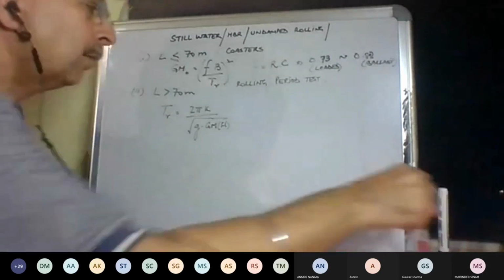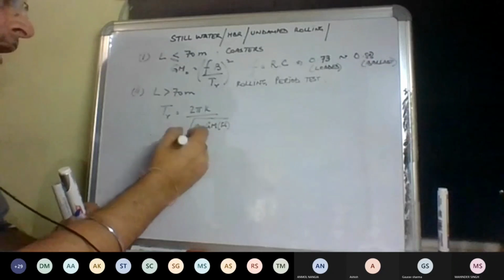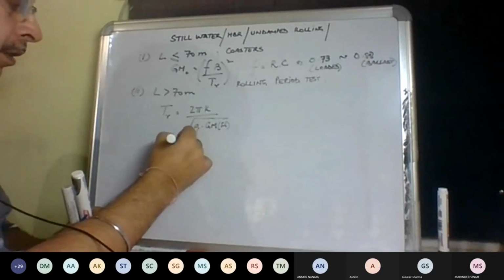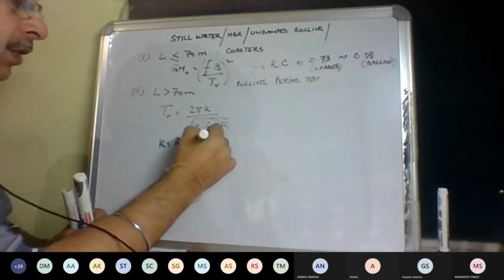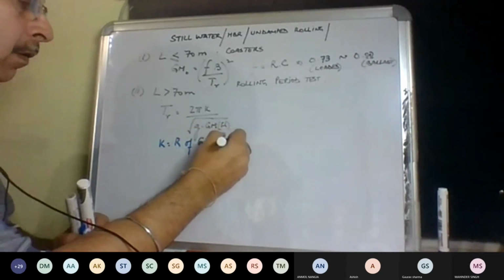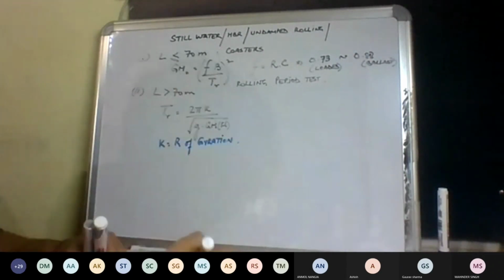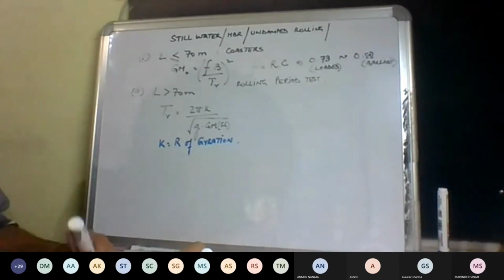So therefore, over here, K is the radius of gyration, also known as the constant of gyration.